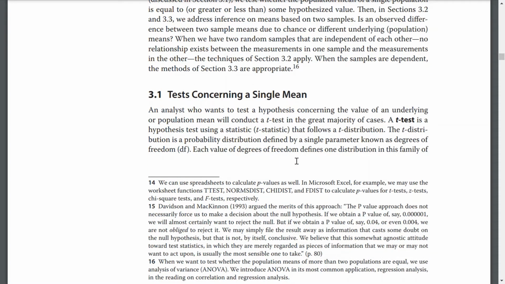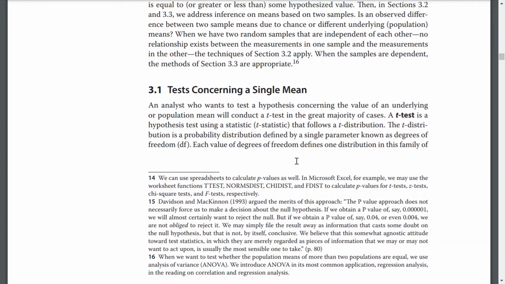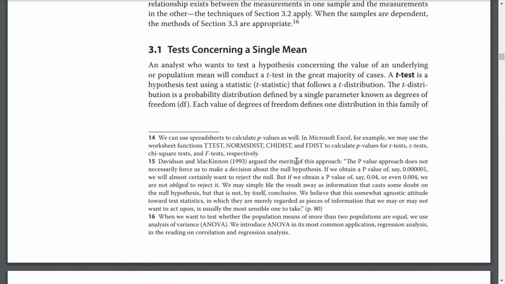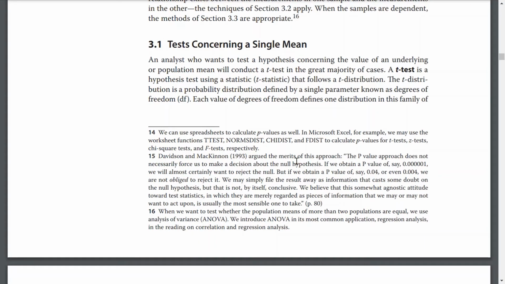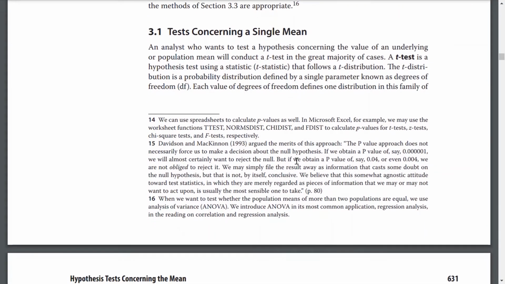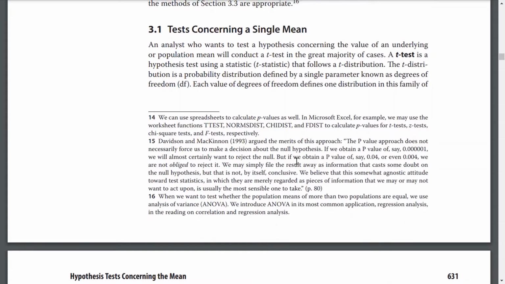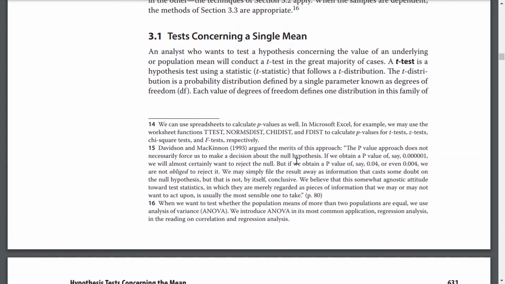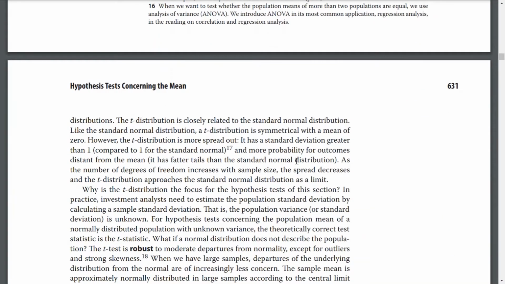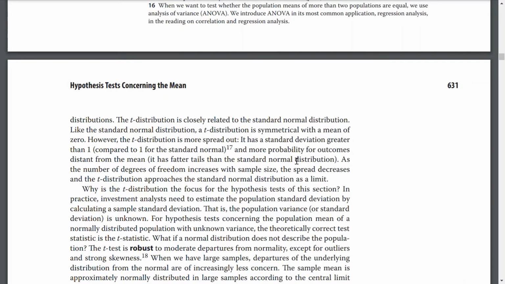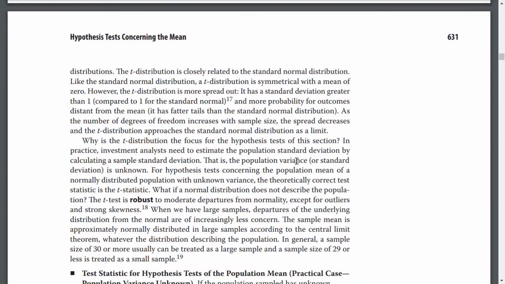An analyst who wants to test a hypothesis concerning the value of an underlying or population mean will conduct a t-test. In the great majority of cases, a t-test is a hypothesis test using a t-statistic that follows a t-distribution. The t-distribution is a probability distribution defined by a single parameter known as the degrees of freedom. Each value of degrees of freedom defines one distribution in the family of distributions. The t-distribution is closely related to the standard normal distribution. Like the standard normal distribution, a t-distribution is symmetrical with a mean of 0.